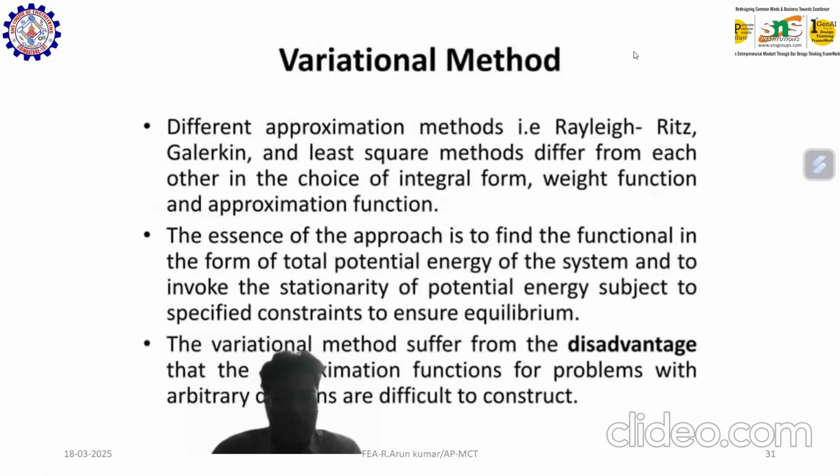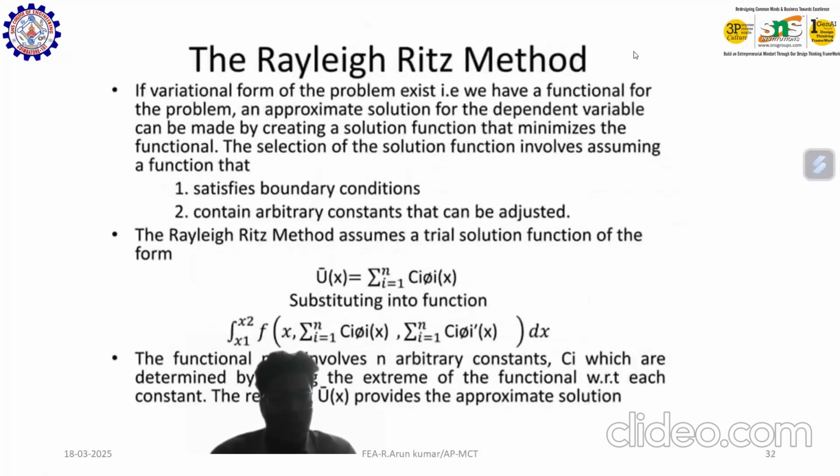The variational method has a wide range of approximation methods, such as the Rayleigh-Ritz method, Galerkin, or least squares method, which differ from each other in the choice of the integral form, the weight functions and the approximation functions. The essence of the approach is finding the function in the form of the total potential energy of the system and invoking the stationarity of the potential, subject to specified constraints, to ensure equilibrium. The variational method suffers from the disadvantage that approximate functions for problems with arbitrary domains are difficult to construct. The Rayleigh-Ritz method is one example of variational methods.